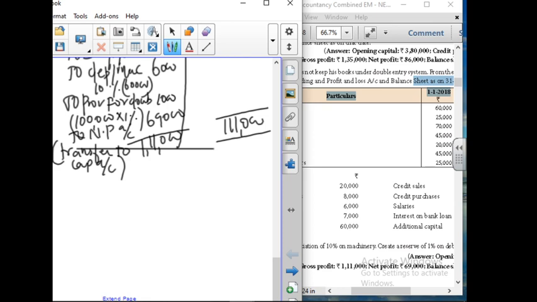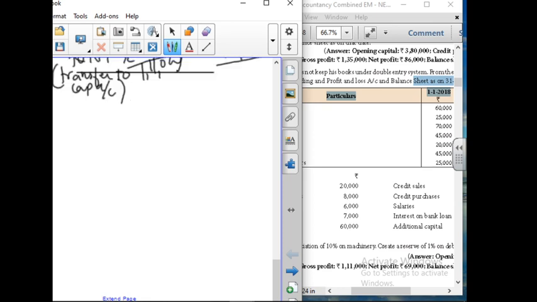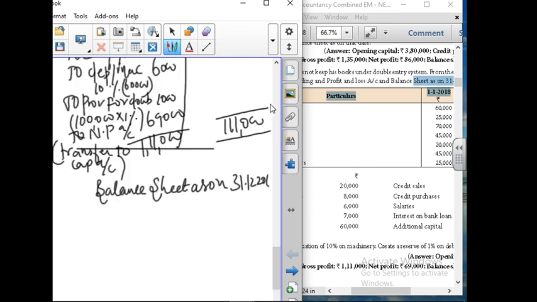Next we'll move on to the balance sheet. So we have to write the heading, balance sheet as on 31/12/2018. First we'll write the capital amount. This is your liability side and this is your asset side.